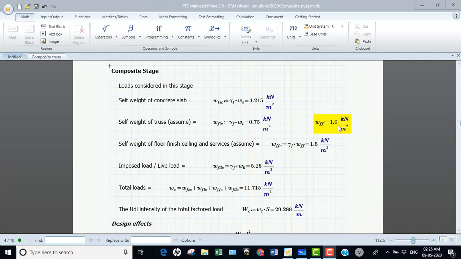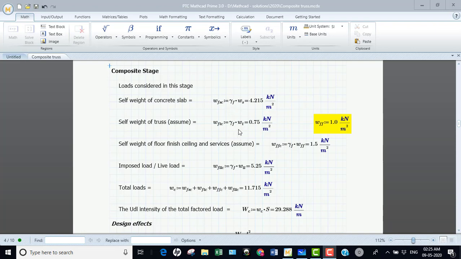So approximately this to be taken here as 1 kilonewton per meter squared. This is only an assumption. If you know the purpose of the building and the client need, you can have an accurate value on this. Then, based upon the problem, we know what will be the live load expected on the composite truss. So after taking all the loads, I'll take the total factored load.